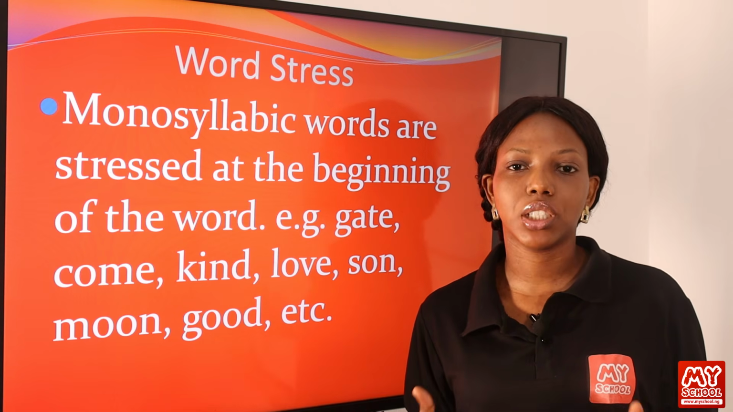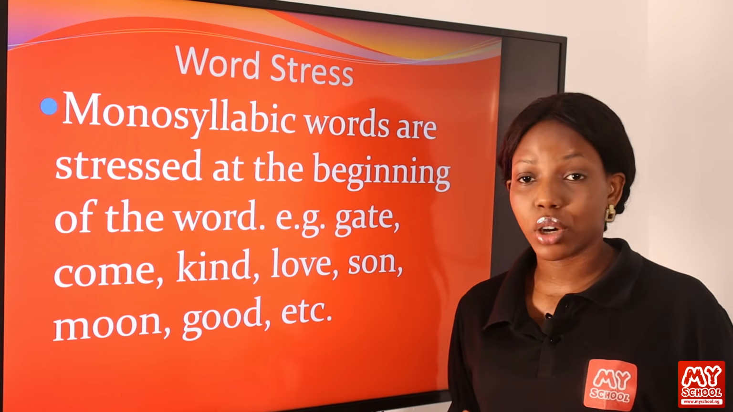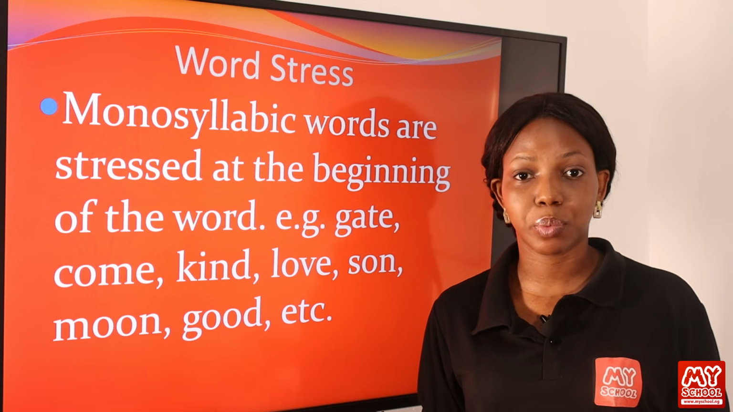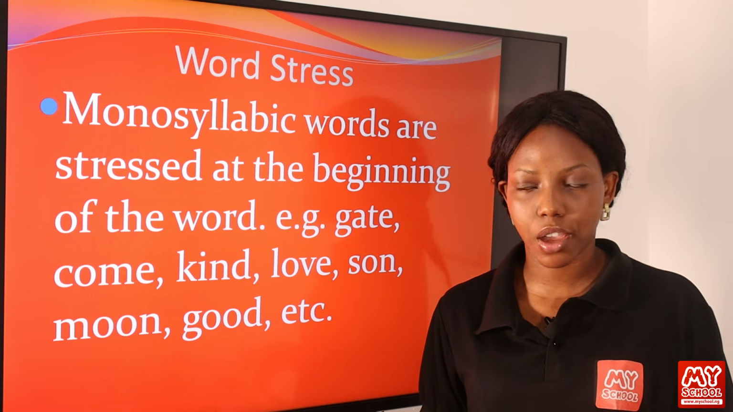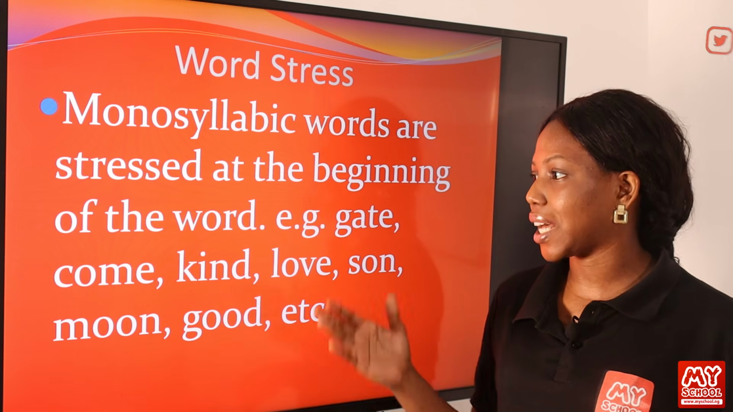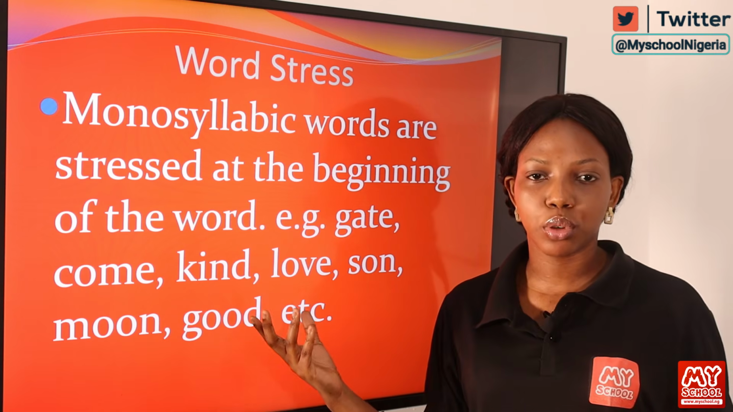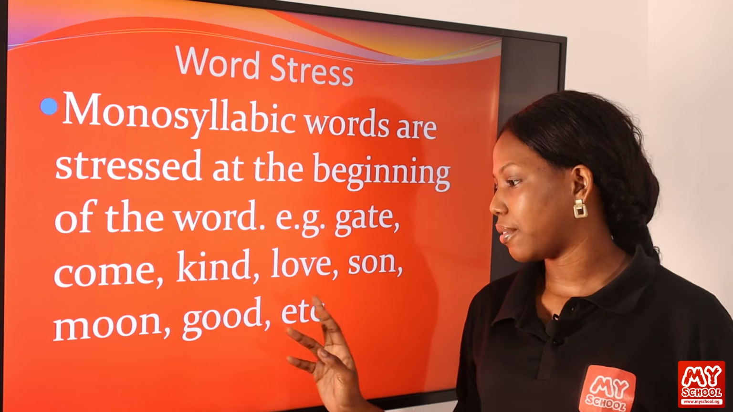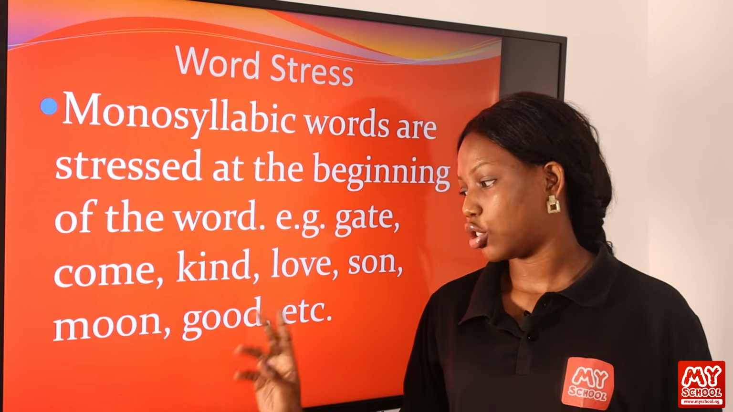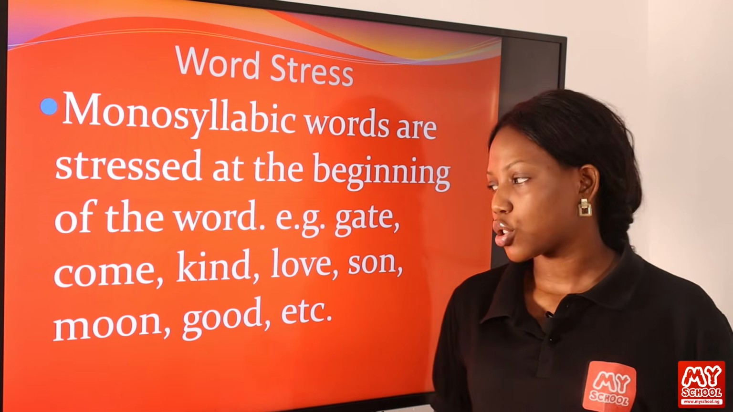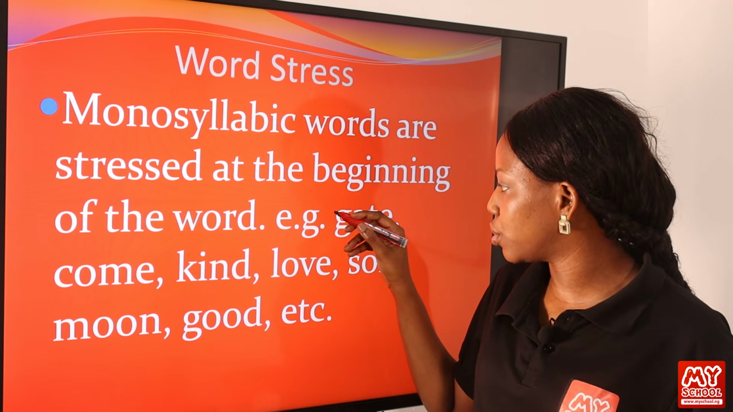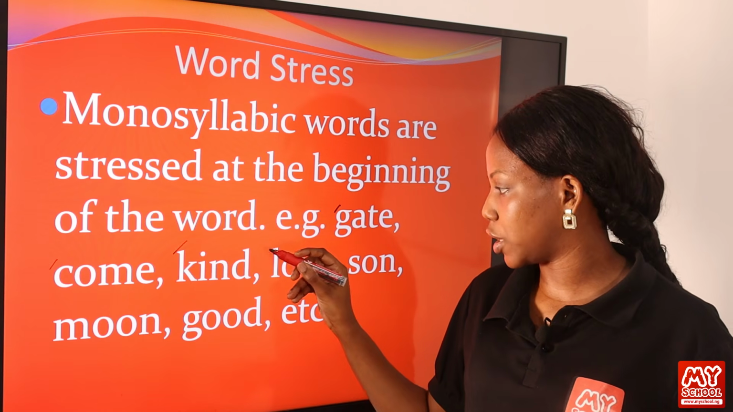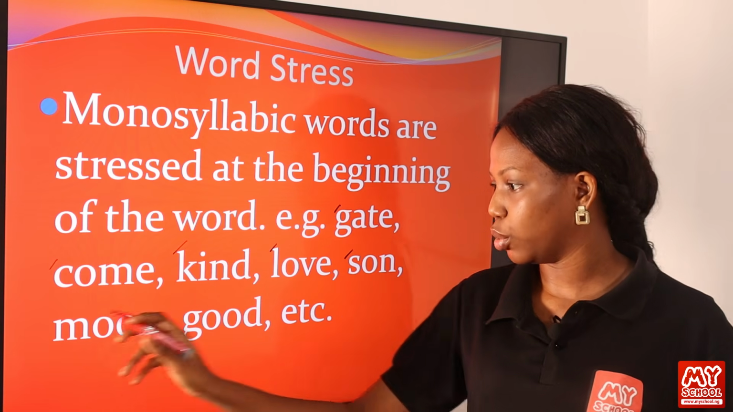So starting with monosyllabic words, okay? Monosyllabic words are words that have just one syllable, and because it has just one syllable, the stress is placed at the beginning of that word, okay? So monosyllabic words are stressed at the beginning of the word. Examples of monosyllabic words, we have gate, come, kind, love, sun, moon, good, and etc. Okay, so how do we stress them? We use the stroke at the beginning of the word. We place the stroke at the beginning of each monosyllabic word.